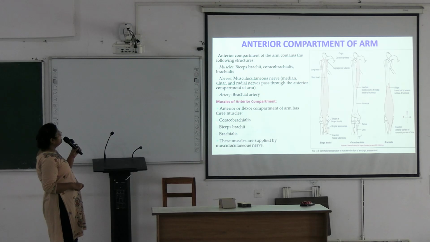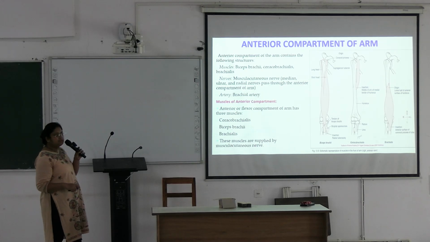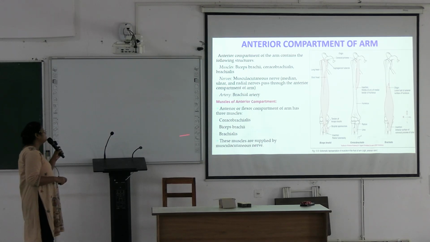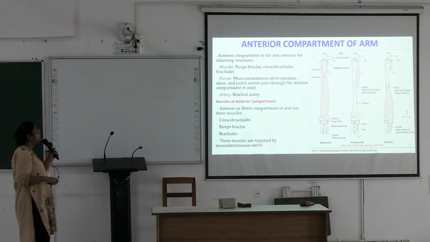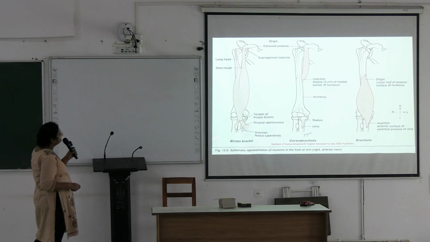So the muscles of the anterior compartment are these three muscles: coracobrachialis, biceps brachii, and brachialis, and these muscles are supplied by the musculocutaneous nerve. See here the muscles.